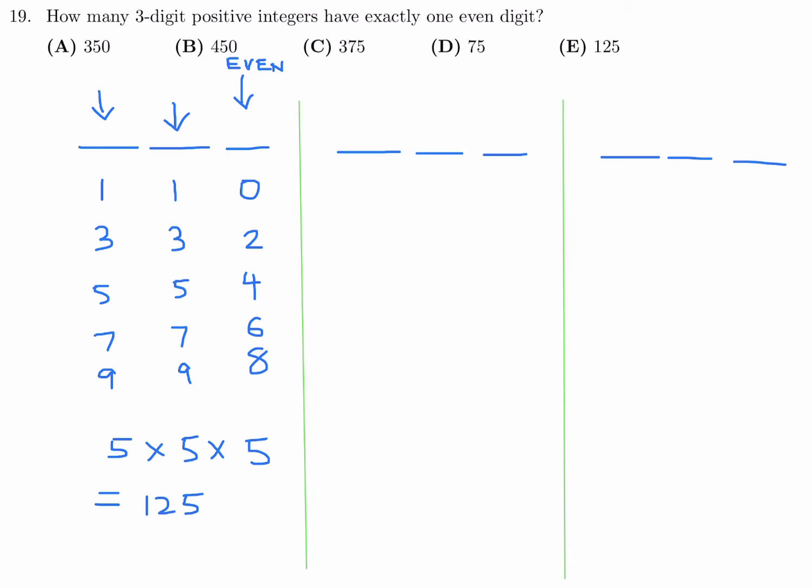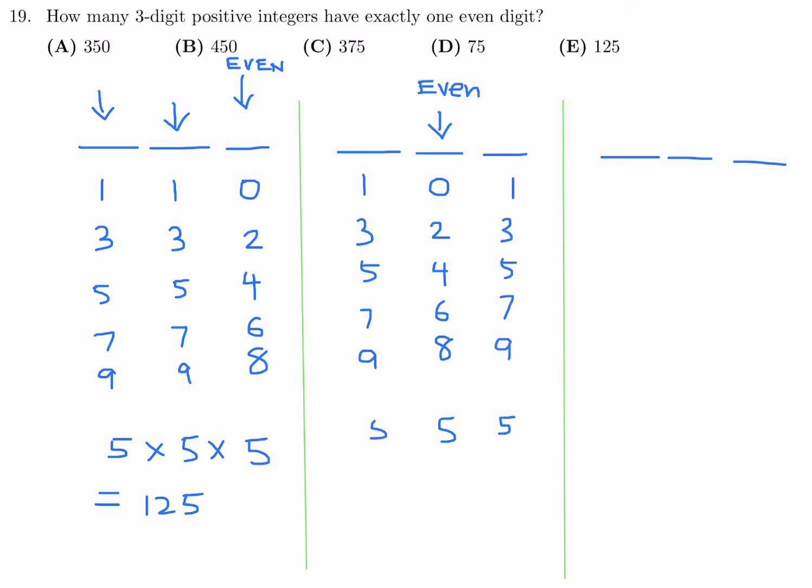Now I've got 2 more scenarios. The next is when the even number is here. Well, it's pretty much the same thing as what I just did. This is going to be 2, 4, 6, or 8 as possible choices. And these guys, 1, 3, 5, 7, 9, and 1, 3, 5, 7, 9. So 5 possible choices for that, 5 possible choices for that, and again 125 when you multiply them all out.